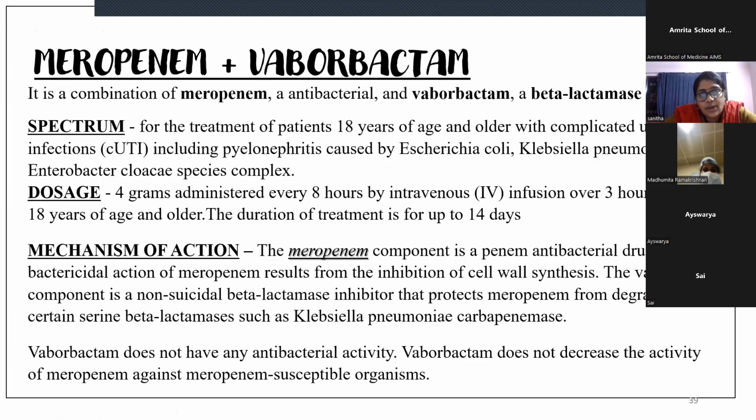Then there is meropenem vaborbactam. Meropenem is an old compound, but this combination is newly approved for complicated UTI, including pyelonephritis, Klebsiella pneumoniae, and Enterobacter infections.